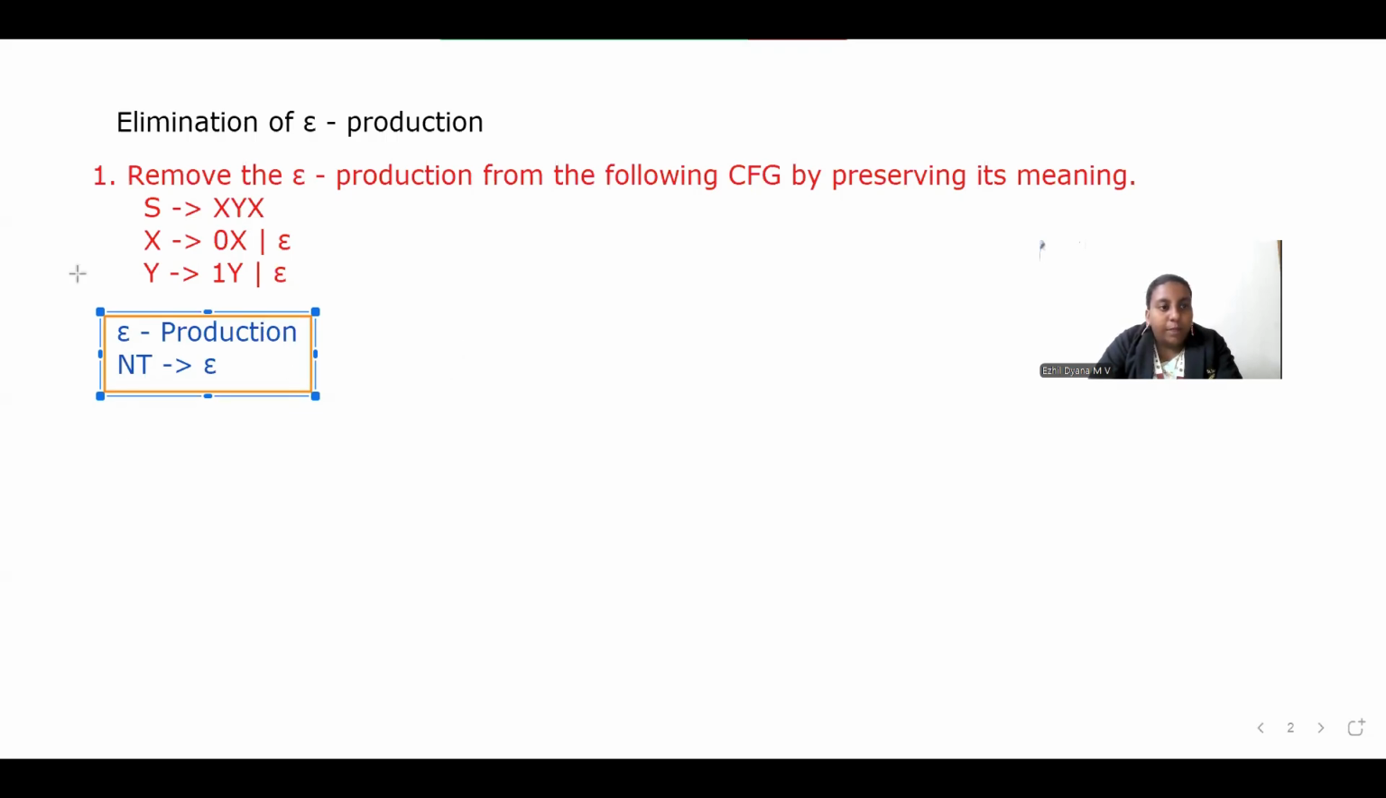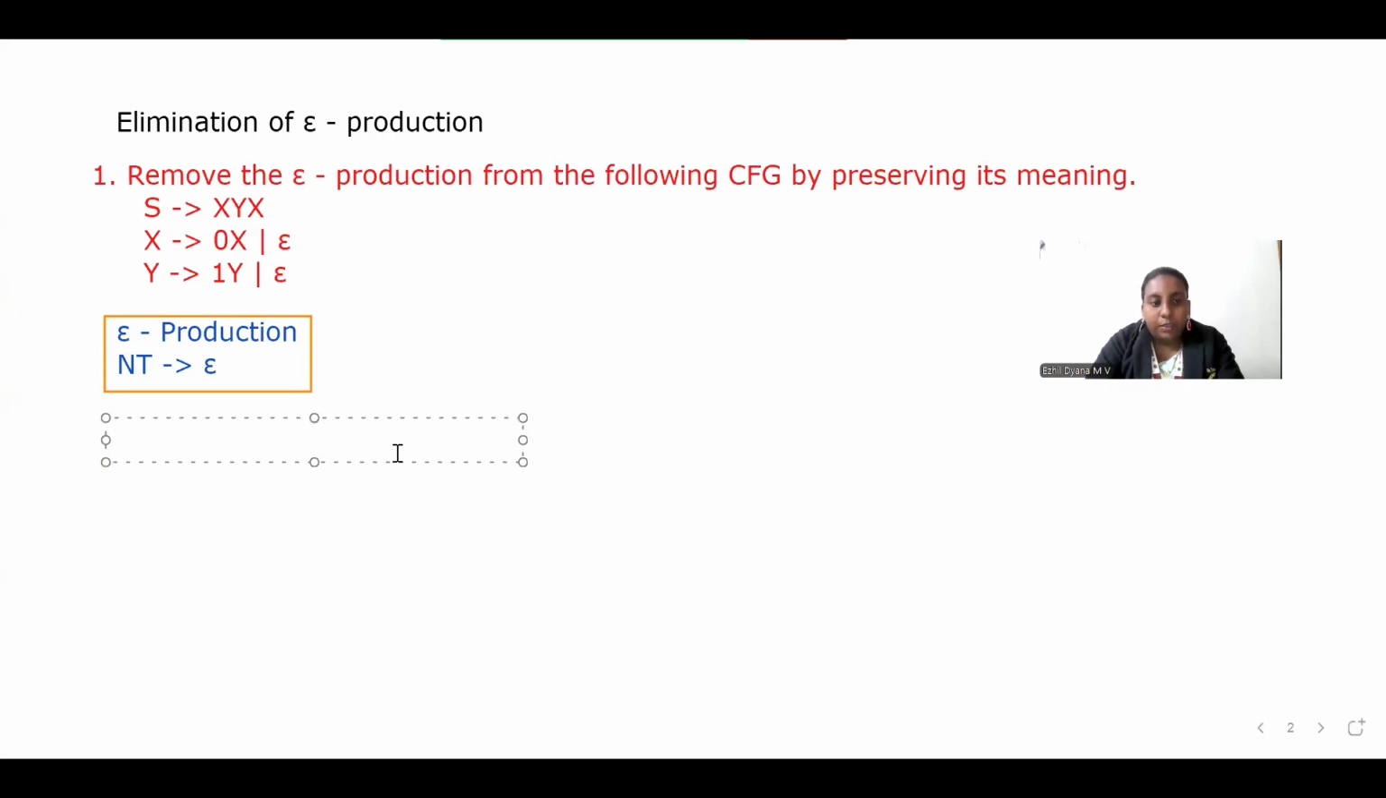I hope you can now identify the epsilon productions in the question. Here I have x tends to epsilon, so x has an epsilon production, and y tends to epsilon, so y also has an epsilon production. Our task is to remove these epsilon productions by preserving the meaning of the entire production. There are three productions given: S tends to xyx, x tends to 0x or epsilon, y tends to 1y or epsilon. I need to remove the epsilon production from x and y. But it is not possible to remove it by just removing the epsilon production from the rule. I need to follow certain steps. So let's see how it can be done.